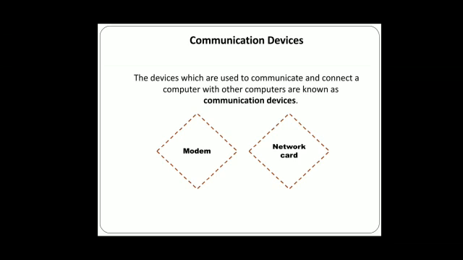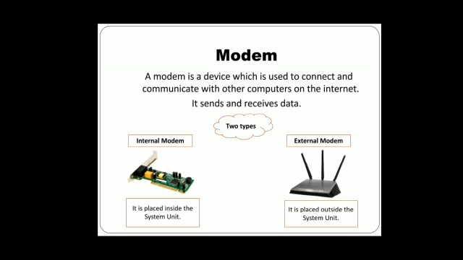The first one is modem and the second is network card. So what is a modem? A modem is a device which is used to connect and communicate with other computers on the internet. So let's suppose you want to turn on an internet connection on your computer. So what are you going to do? You have a modem in your homes. All of you must have a modem in your homes if you have Wi-Fi internet.